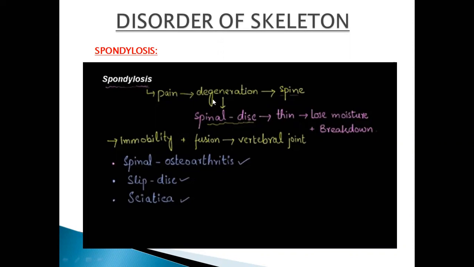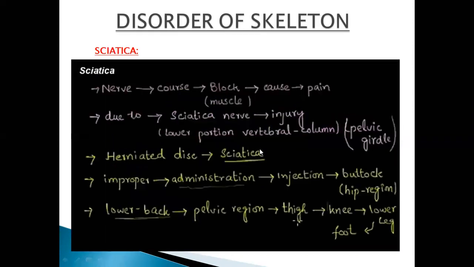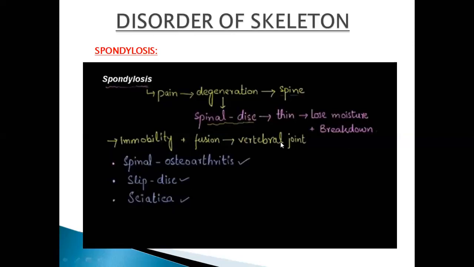Pain is caused by the degeneration of the spine or spinal disc. The spinal disc becomes very thin, loses moisture and breaks down. It contains the semifluid, which loses moisture and breaks down. Next, immobility. Spondylosis also causes immobility and pain, plus fusion of vertebral joints, where the joints become attached to each other. What happens here? It can cause spinal osteoarthritis.